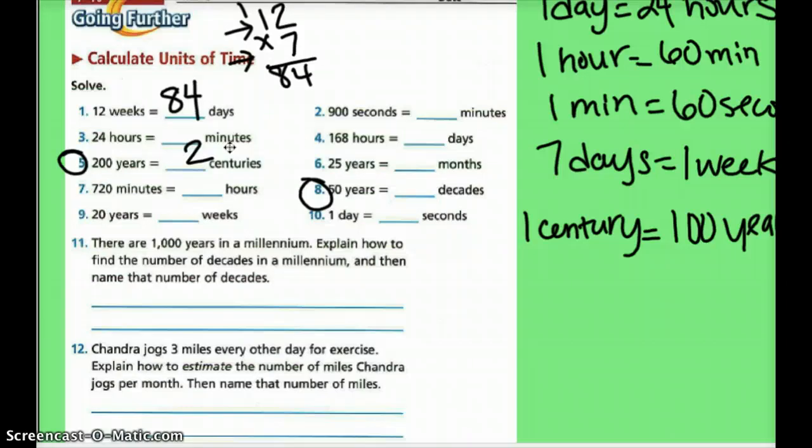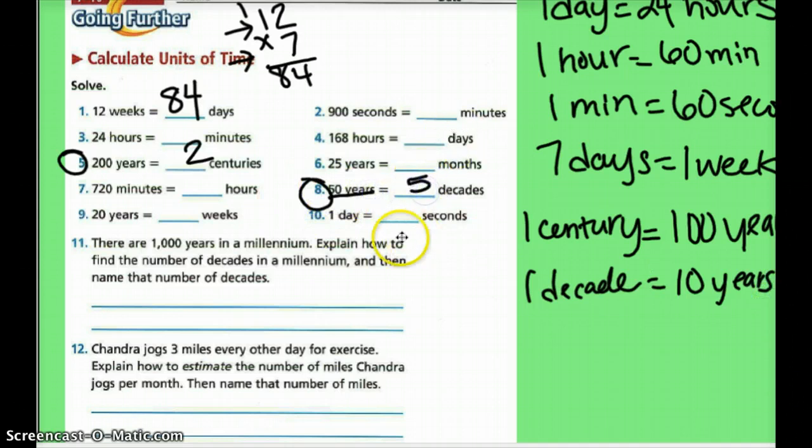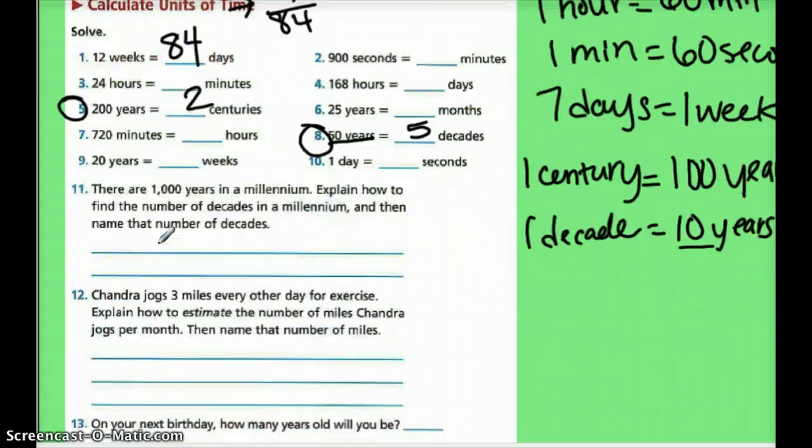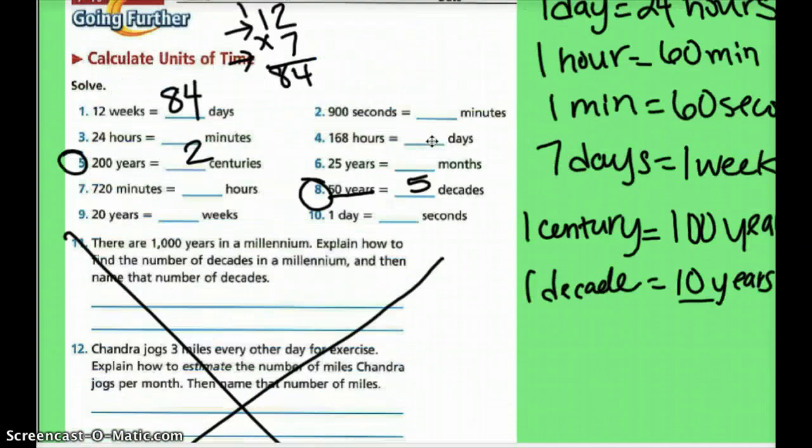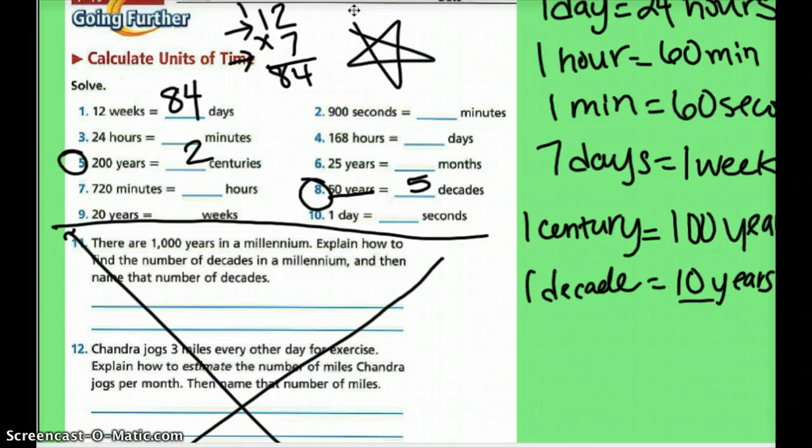And number 10, a decade is 10 years. So 1 decade equals 10 years. So if I have 50 years, I know that would be 5, because 50 divided by 10 would be 5 decades. All right, I want you to do 1 through 10. You can skip 11, 12, and 13. And then once you have 1 through 10 done, raise your hand to get a star. Then we're moving on to another page.